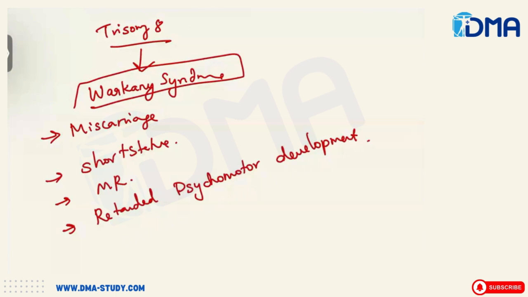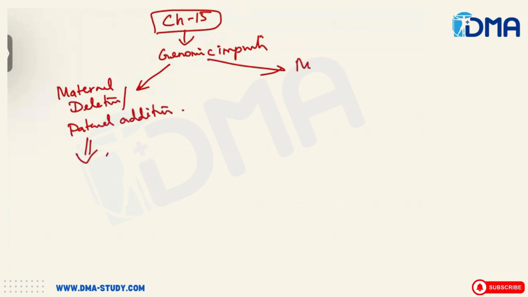Then, we know about the disorders of genomic imprinting. Any idea about the disorders that happen because of chromosome 15? In chromosome 15, there will be genomic imprinting, right? When there is a problem with this chromosome 15 genomic imprinting, the mother and the father both will give, right? If there is a maternal deletion or a paternal addition, what will be the disease that comes out? Or the reverse, in the maternal, if there is an addition, if it is a paternal deletion, what will be the disease?